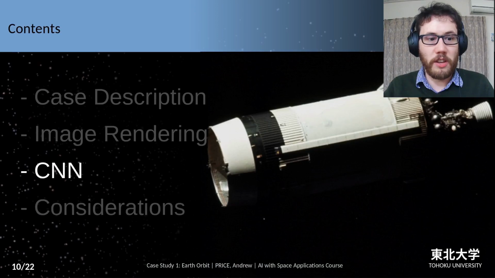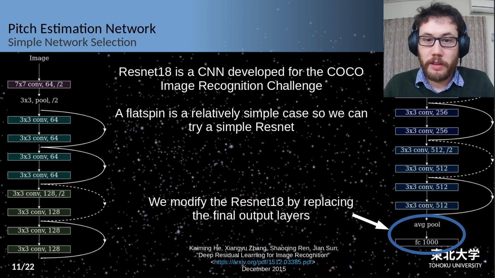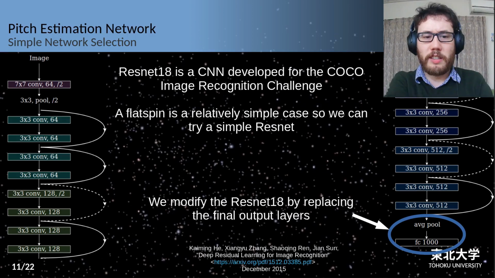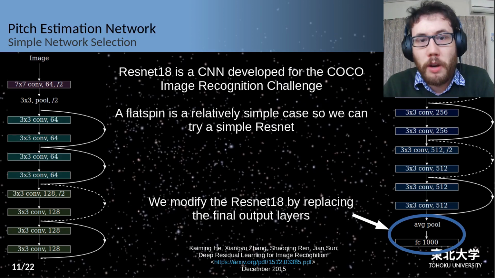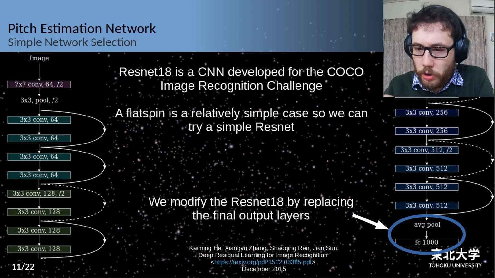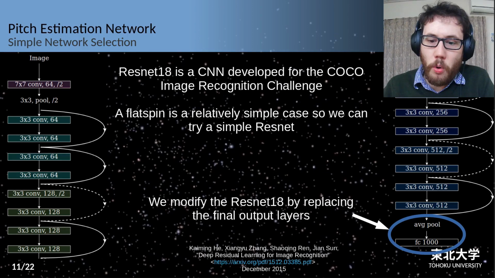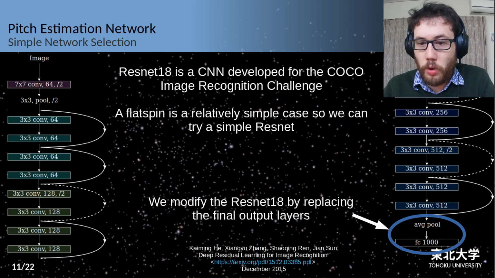All right, so now we can discuss a convolutional neural network to estimate the pose of those images. So this is a relatively simple case because it's a flat spin. So we don't need to get too fancy here. We can take a simple ResNet. And for those unfamiliar, a ResNet is a convolutional neural network that was developed for the COCO Image Recognition Challenge. I think that's 2015. In any case, we can see the different layers of the ResNet on the left and the right of the screen here. But I've circled the output layers here on the bottom right. These are the layers that we need to change for our own pose estimation work.